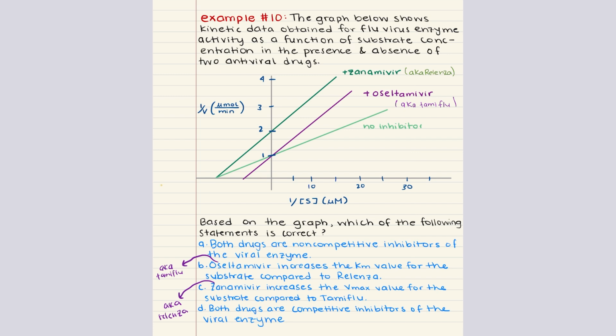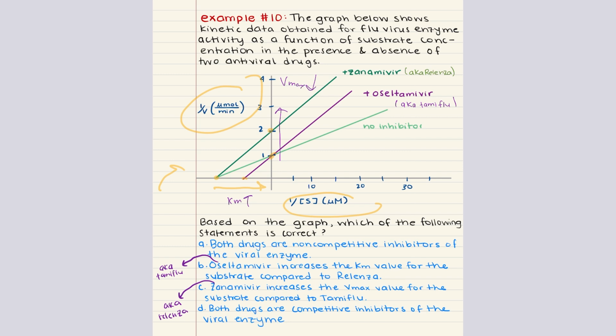Now, looking at the graph, we notice that this is a Lineweaver-Burk plot. So what we're actually looking at is 1 over velocity versus 1 over substrate concentration. That means that the x-intercept tells us about Km, and the y-intercept tells us about Vmax. Now, if the x-intercept moves closer to 0, that means that Km is increasing. And if our y-intercept moves up, that tells us that Vmax is decreasing.